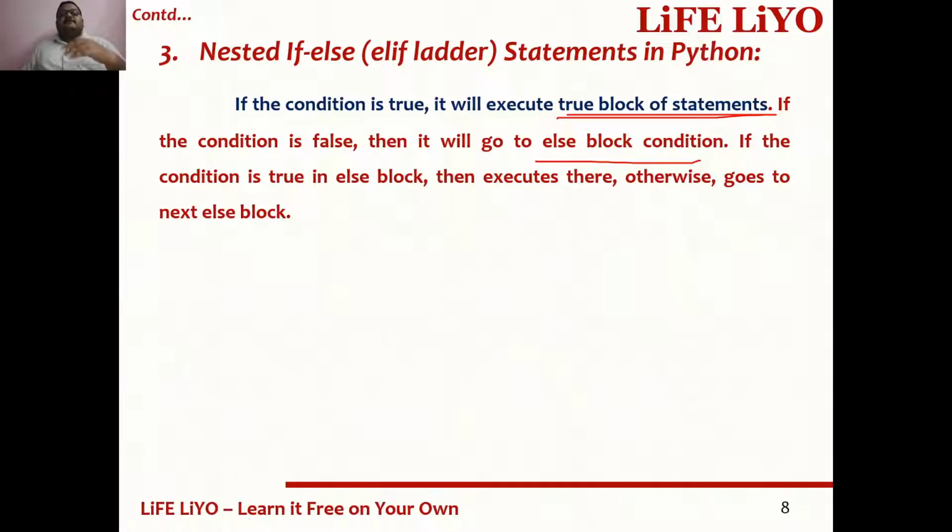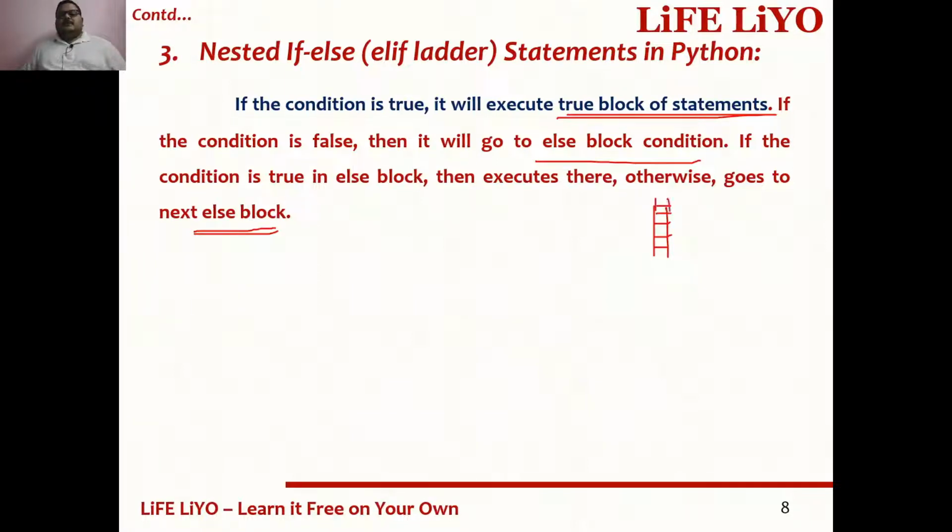It is going to check for another condition in another else block. If the condition is true there, then it is going to execute the statements in that block. If the condition is false, then it goes for another condition in the else block. If that is true, it executes the statements. If that is false, it moves to another block, and so on. Whenever all the conditions fail, it simply executes the else block. That's why it is called the elif ladder.